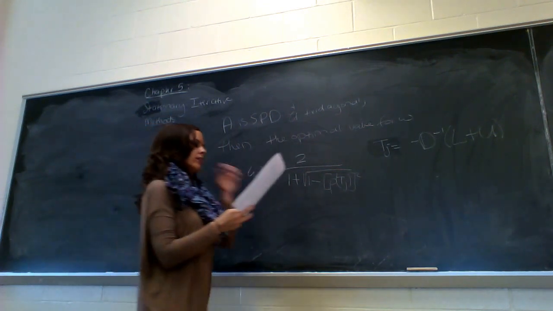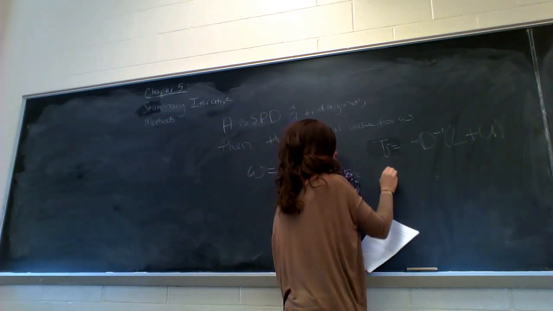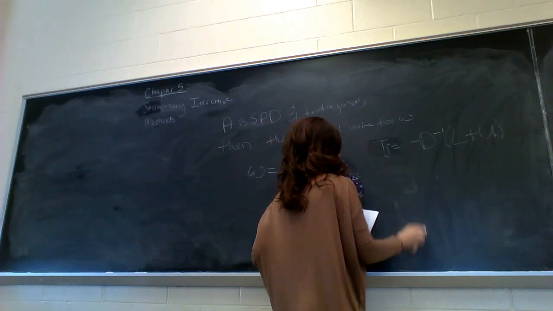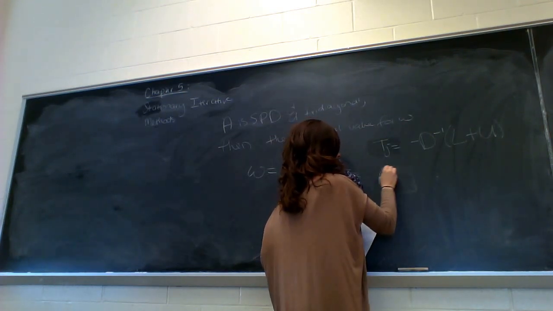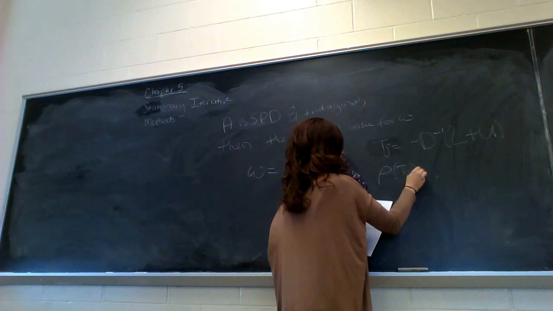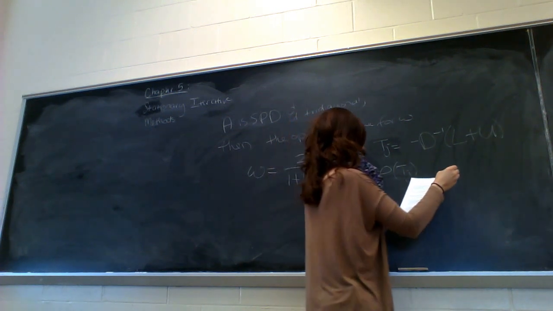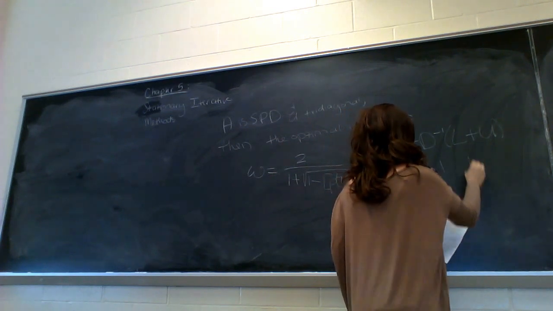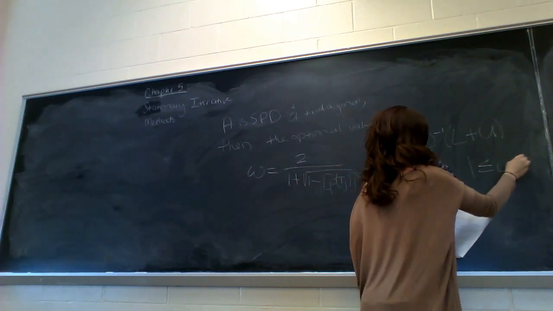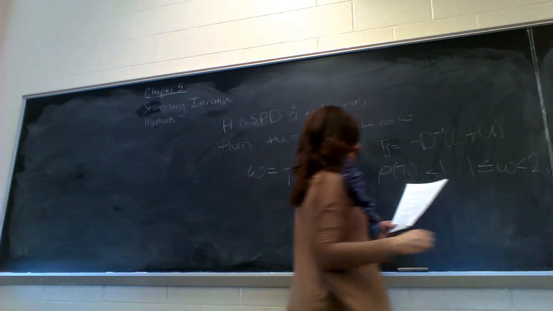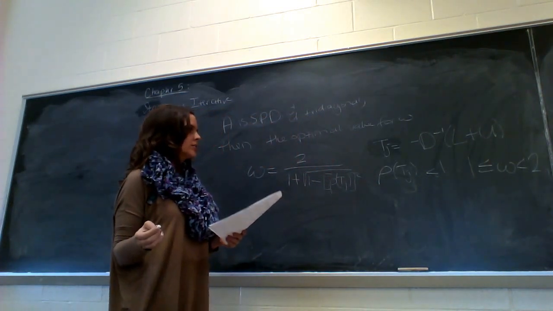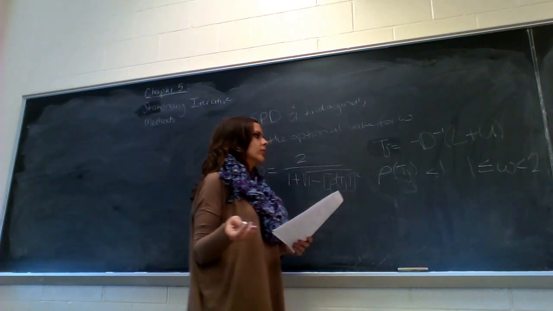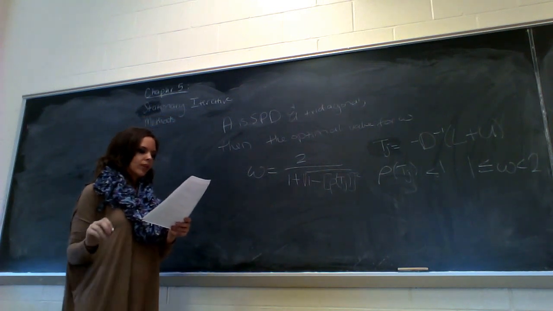So then, if the spectral radius of Tj is less than 1, then omega is going to be between 1 and 2. It's greater than or equal to 1, less than 2.